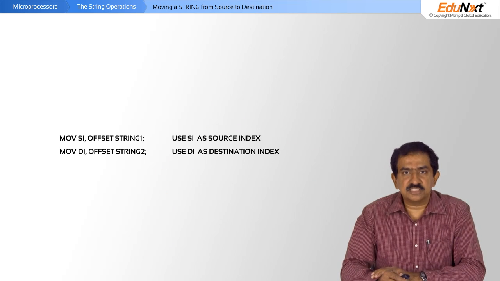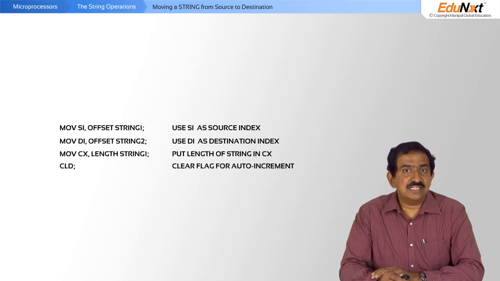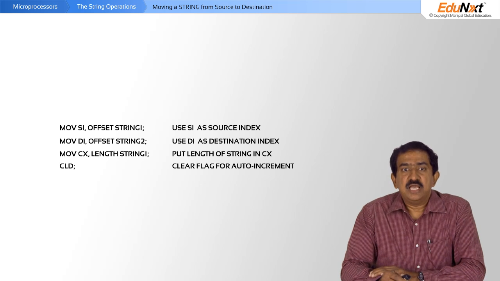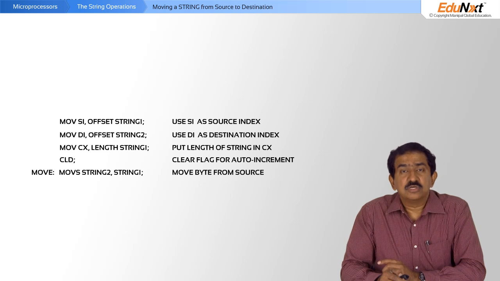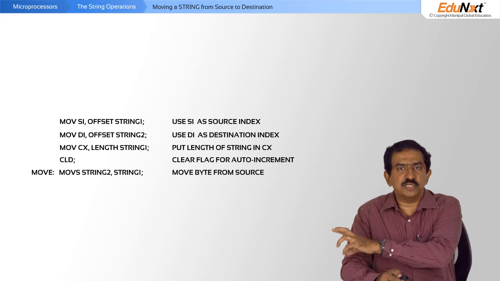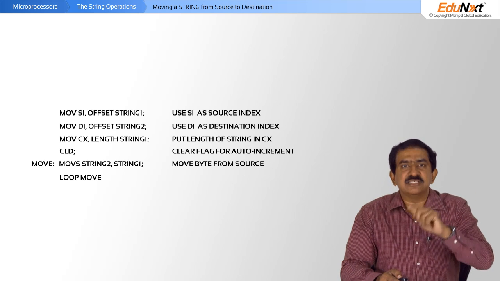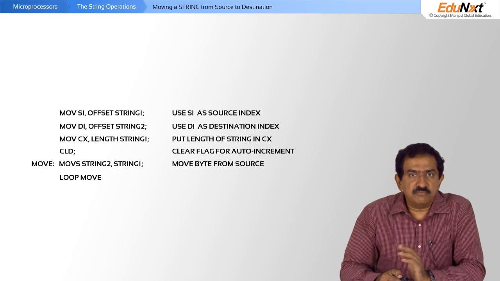If you were to use the string operation, you still have to initialize the source index, destination index, and the count. You would also have to clear the direction flag, CLD. That clears the direction flag, just to say that it is counting auto increment. And then you have one instruction followed by the loop. So MOVS string 1, string 2, comma string 1, which means basically move from string 1 into string 2, loop back in the direction set by CLD, and wait till CX is 0, and everything is done.